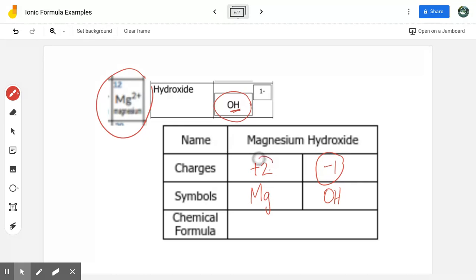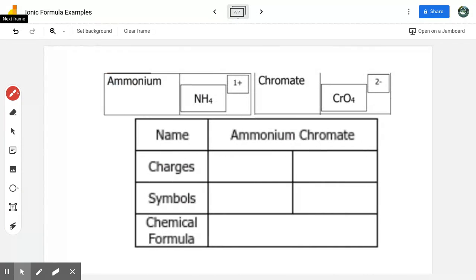We are going to take this 2 and cross it over. But since hydroxide is polyatomic, we're going to put parentheses around it before we add that 2. So our final answer is going to be Mg(OH)2.